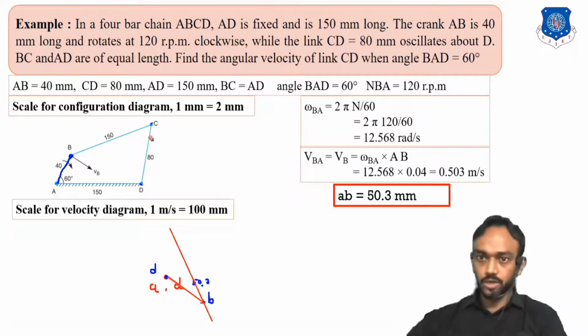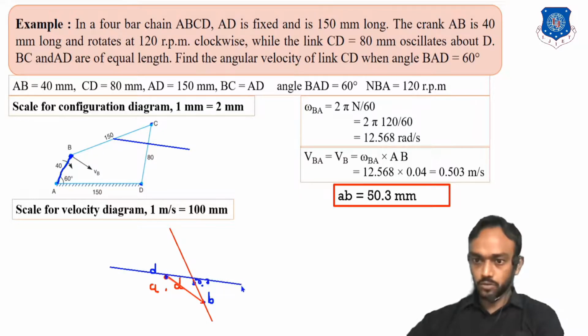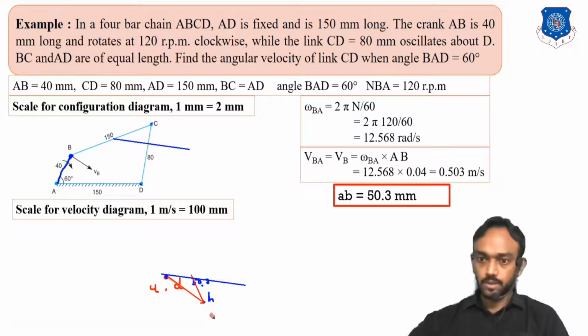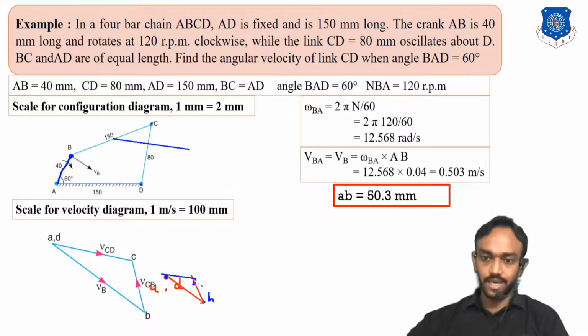Okay, so what will you do? You will draw the same line, perpendicular to this link, passing through D. After that you will erase the unnecessary lines from the top, and you will get this small triangle, which is the velocity diagram for this mechanism. So how it is obtained, I am drawing and explaining again.